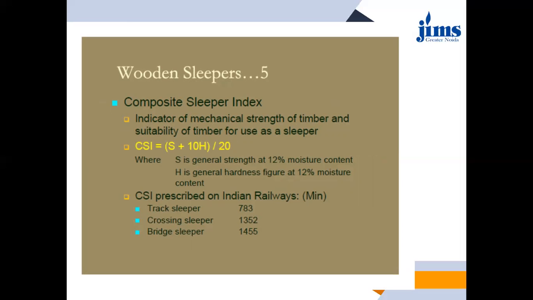Okay. Now, when we talk about wooden sleepers, there's an important term called Composite Sleeper Index, that is known as CSI. The CSI has a formula which is given as S plus 10H upon 20, where S is the general strength at 12% moisture content and H is the general hardness figure at 12% moisture content. This composite sleeper index is basically an indicator of mechanical strength of timber, and its suitability for use as a sleeper.